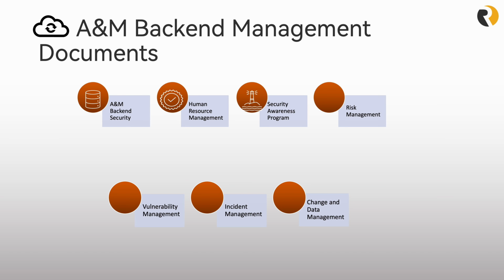The Security Awareness Program describes the procedure that is intended to maintain the employees' security awareness in the A&M backend environment. Risk Management details the risk management strategy for the A&M backend environment. Vulnerability Management defines procedures to identify, assess, and mitigate potential vulnerabilities that might impact the security of the A&M backend environment, including its operating and management processes. The Incident Management document defines the actions to be taken when an incident occurs in the A&M backend. Finally, Change in Data Management defines the procedure for introducing changes to the A&M backend environment.